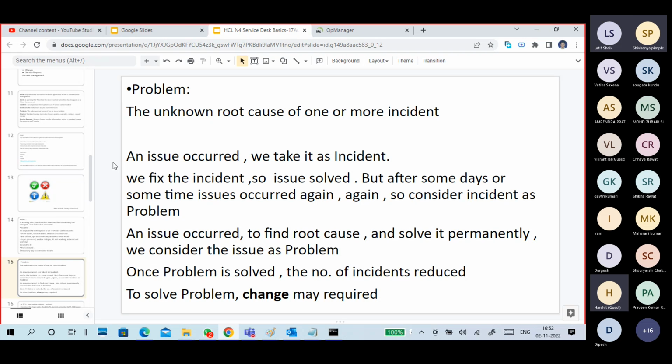So when you have considered it as a problem, find out the root cause of that issue. Solve it permanently. Find out the permanent solution. Once the problem is solved, the number of incidents will be reduced. It may require certain changes, like you have to change something, then the problem may be solved.